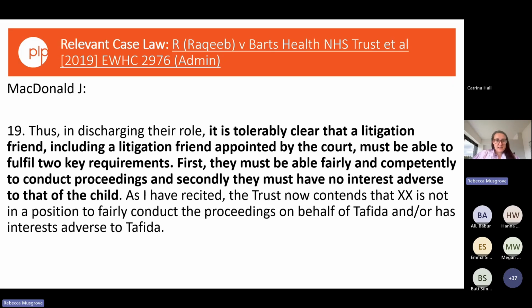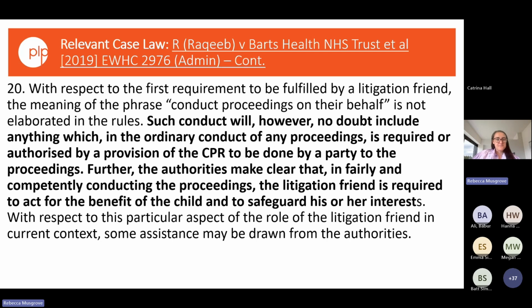And then we've got some more recent cases. So 2019 with McDonald, and again, to summarise it. First, the litigation friend must be able to fairly and competently conduct proceedings. Second, have no interest adverse to that of, in this case, it was a child, but in our case it would apply to P. He talks about the ordinary course of a litigation friend and what that involves, being able to do all of those things, being able to look at what's in P's best interest, and being able to safeguard P.